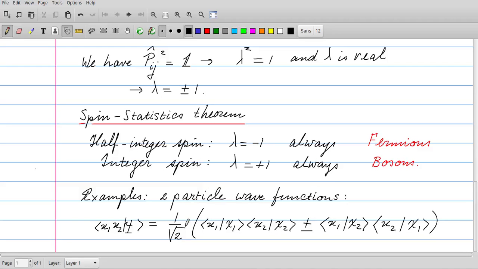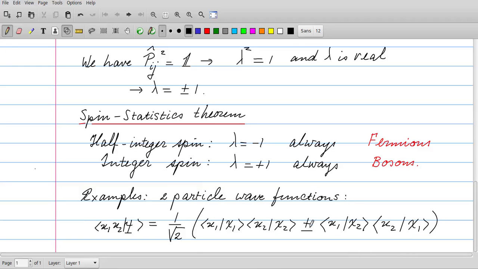We have a 1 over square root of 2, and then we have particle 1 being in the state chi1. So please note the difference between the x1, that is the quantum numbers of particle 1, and this is the state the particle is in, so that's chi1. Particle 2 is in state chi2, and we have plus or minus particle 1 being in state 2 and particle 2 being in state 1.